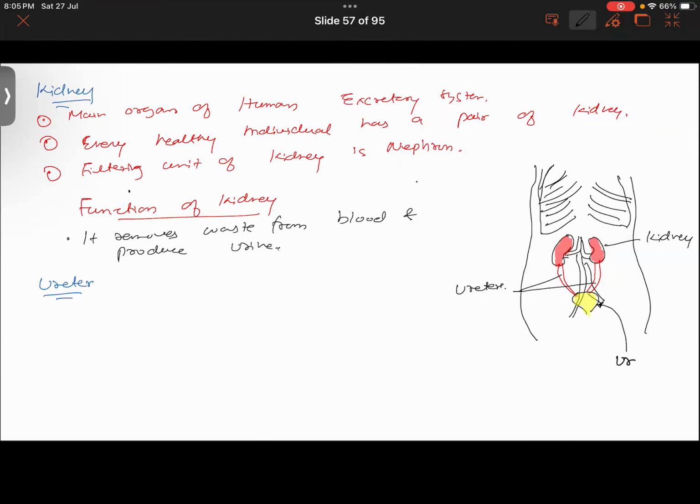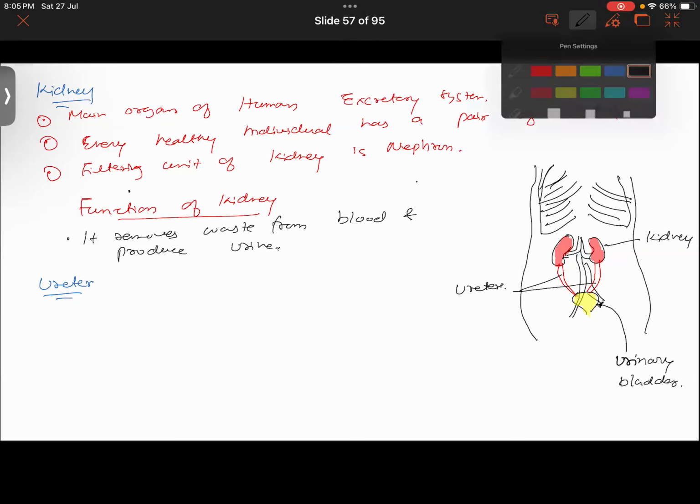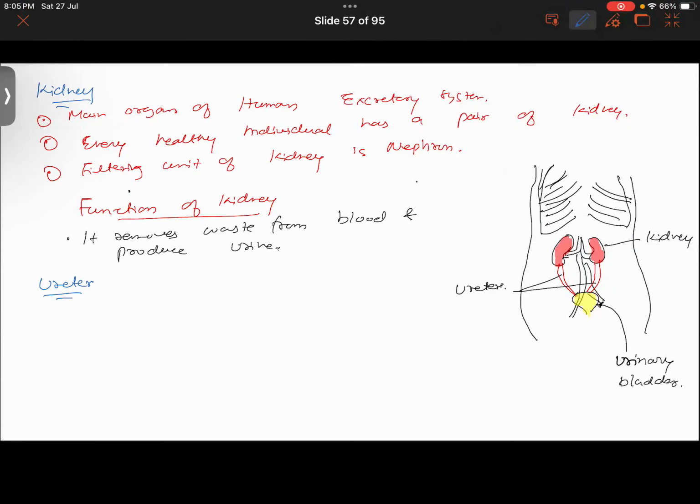So that is the urinary bladder. Right now I was telling you about the function of the ureter. I said that it comes out of each kidney and it would be carrying the urine from the kidney to the urinary bladder. So its main function is that it carries urine from kidney to the urinary bladder. That's all about ureters.